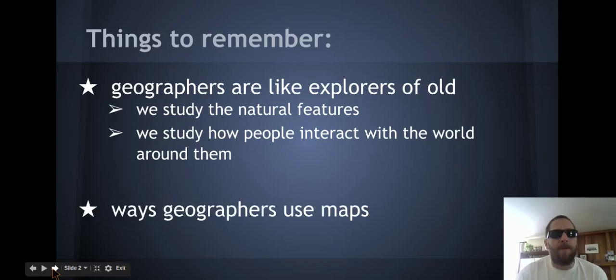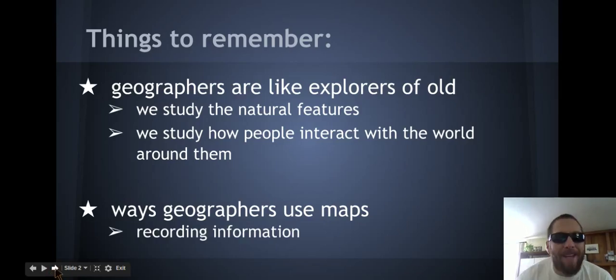Another thing to remember, what are some ways that geographers use maps? They gave an example, right? Basically, we're talking about recording information. You see something, you write it down, then somebody else can use that information as they take a trip and look at some of those things on a map.